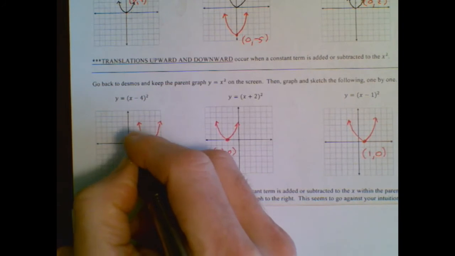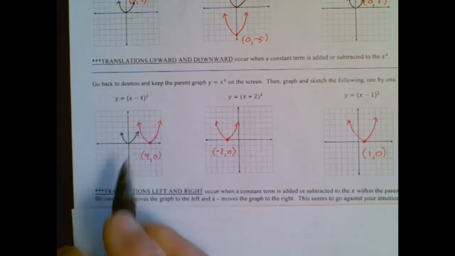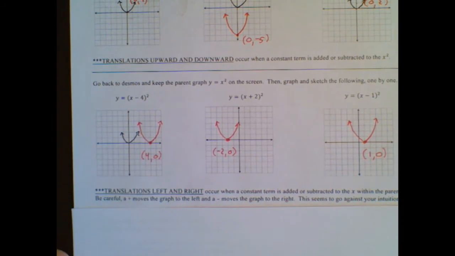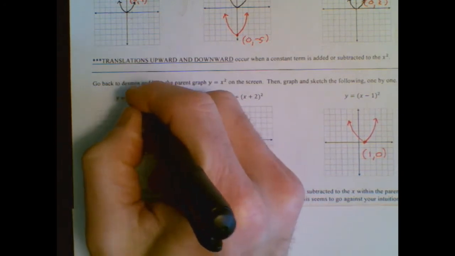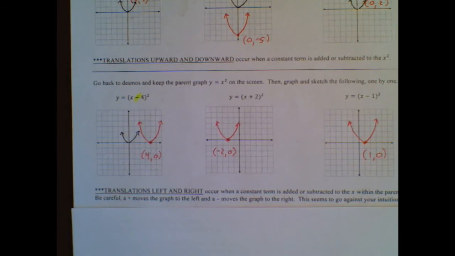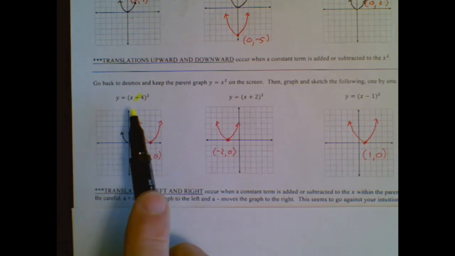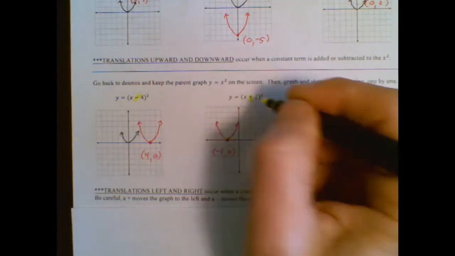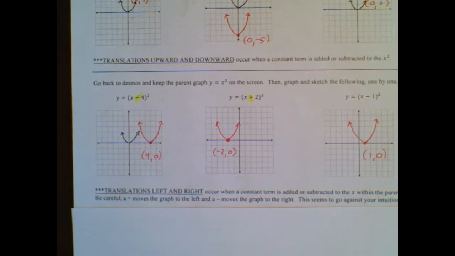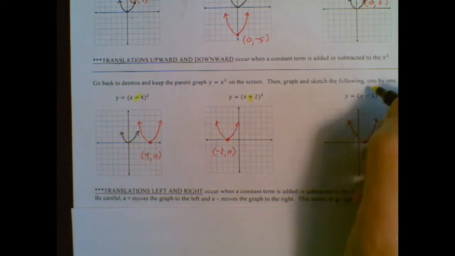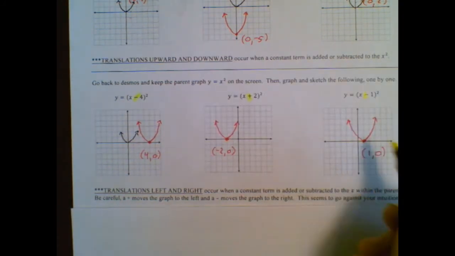Remember, your parent graph was right here, and in this case it got moved 4 units to the right. We have a translation of 4 units right. You have to be very careful, because if you look at the actual equation, we have a minus sign, so that goes against your intuition. When you move things left or right, it is the opposite of the x plus or x minus the number. For example, this was x plus 2. Your instinct would say I moved 2 units to the right, but I actually moved 2 units to the left. x minus 1, 1 unit to the right.